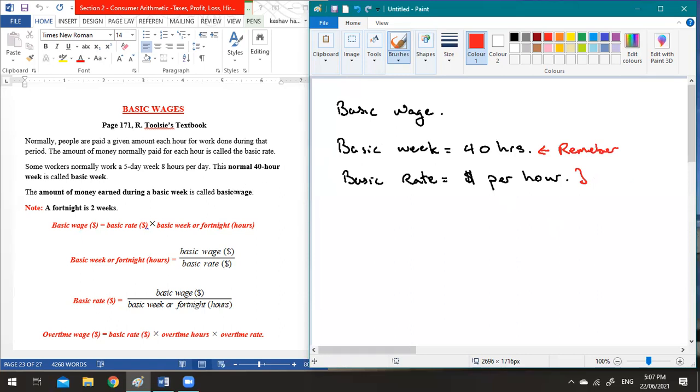Now, other things you have to remember: a fortnight. A fortnight is 2 weeks. And you also have monthly paid workers, where you get paid once a month.